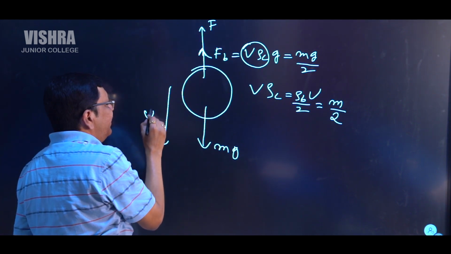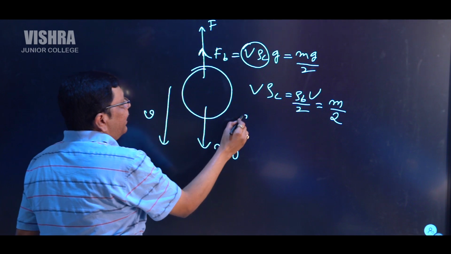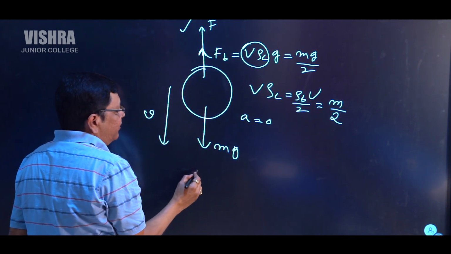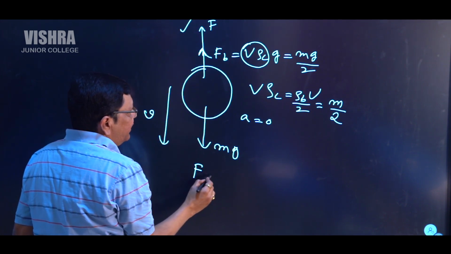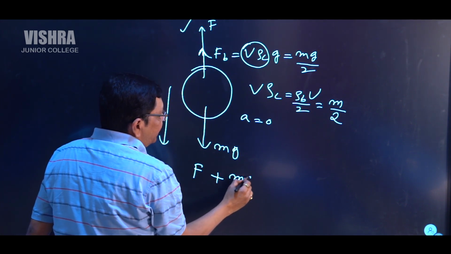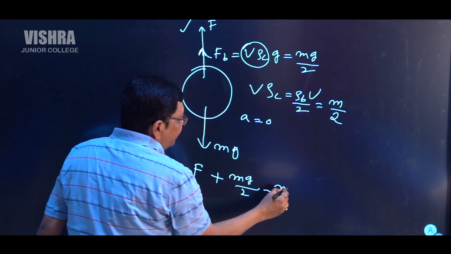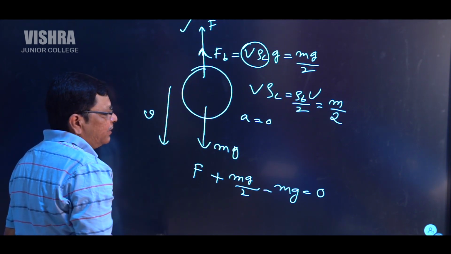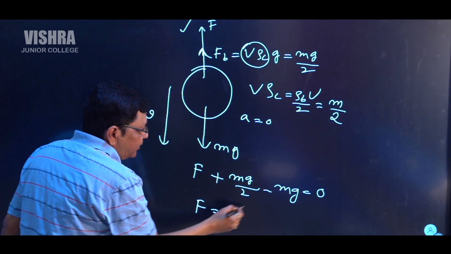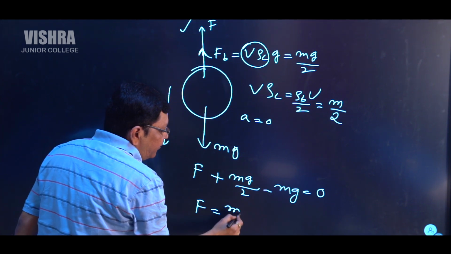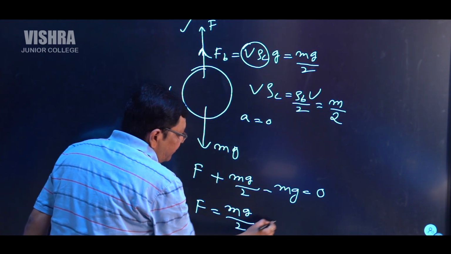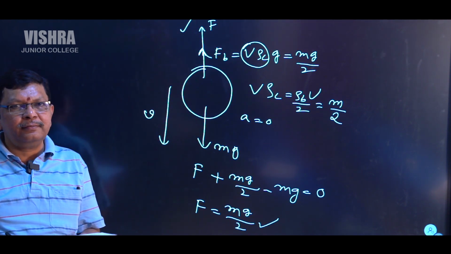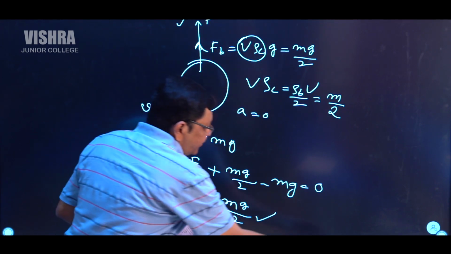Now when it attains constant velocity, the acceleration will be 0. According to Newton's second law, if I take the upward direction as positive, then the viscosity force F plus the buoyancy force mg by 2 minus the gravitational force mg equals 0, because the net force is zero as it is now going with constant velocity. Then the viscosity force will be mg minus mg by 2, so it is mg by 2. This is the answer for this question. Let us go to the next one.